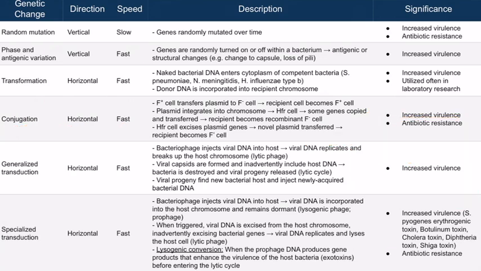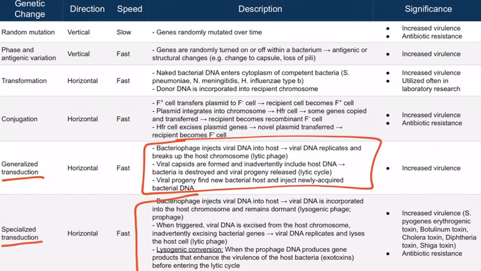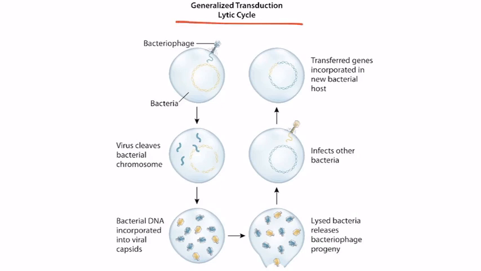Now let's talk about transduction. As you can see, there are two types of transduction, generalized transduction and specialized transduction. And these notes are here for your reference, but let's discuss these ideas through a diagram, starting with generalized transduction. In generalized transduction, a bacteriophage, which you can see right here, will inject its DNA into the cytoplasm of a bacteria. And just so you know, the term bacteriophage just refers to a virus that can infect bacteria.